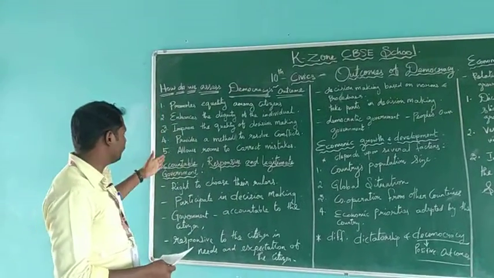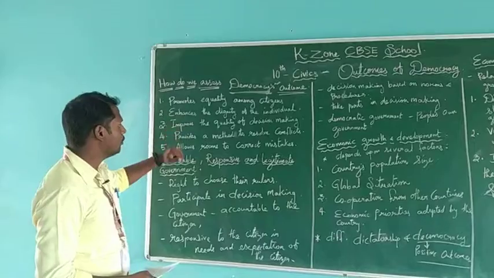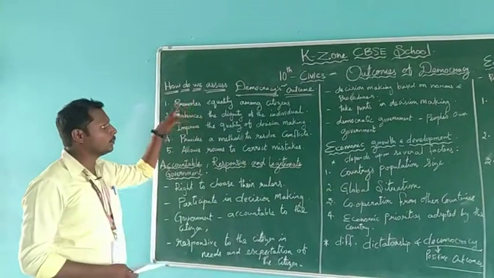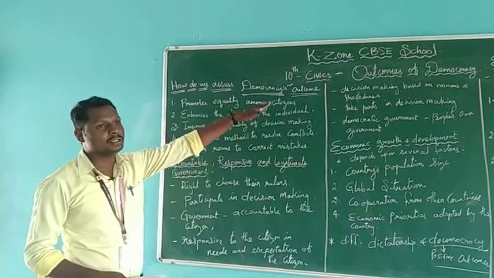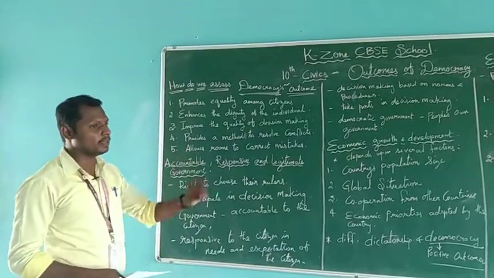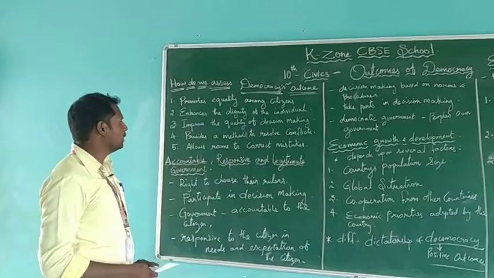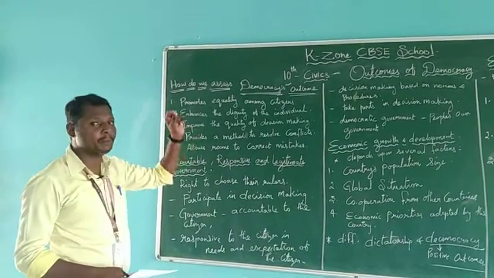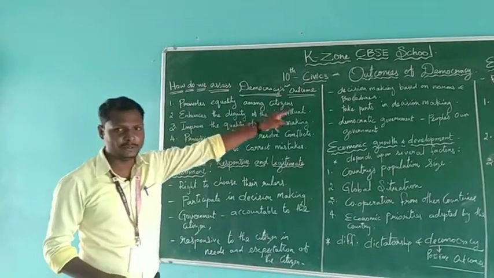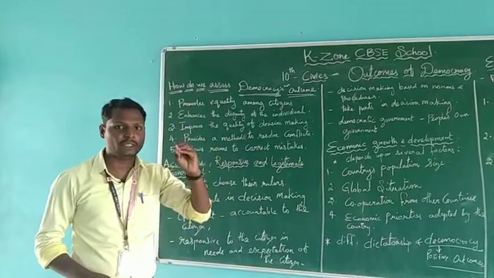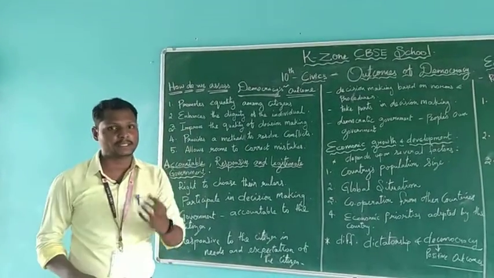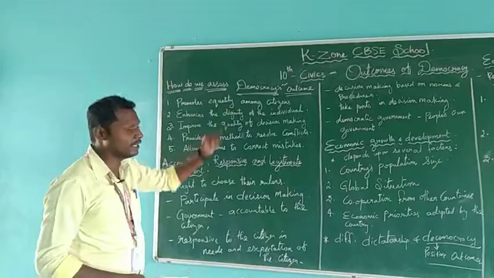Here there are 5 points I have mentioned. I will go through them one by one. First, promote equality among citizens. So in a democratic country, we have equality among the citizens. The next, enhance, to improve the dignity of the individual. Each and everyone should have their own dignity, their respect. So we should enhance the dignity.